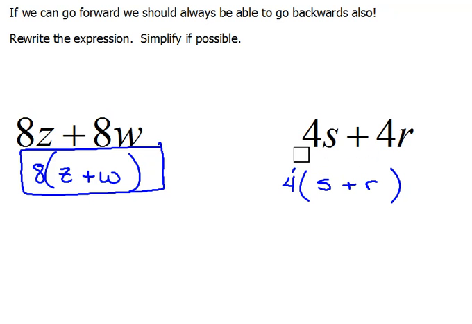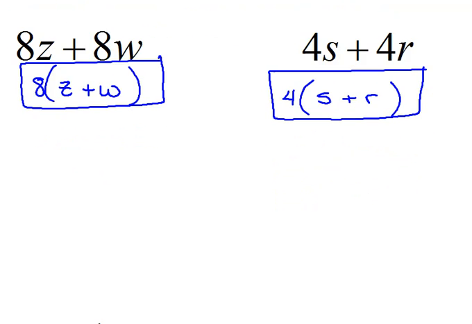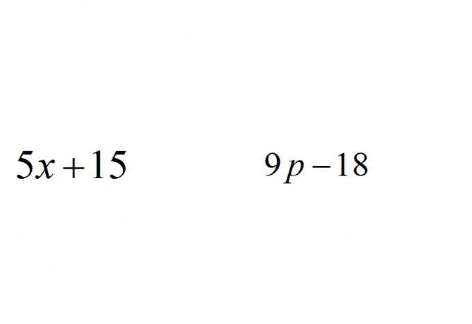Now, we're not actually doing the distribution there. I just wrote the arrows to kind of help us see that. This is our final answer. And remember, you could double check yourself by performing the distribution and make sure you get right back to where you started. All right, let's try a couple more.